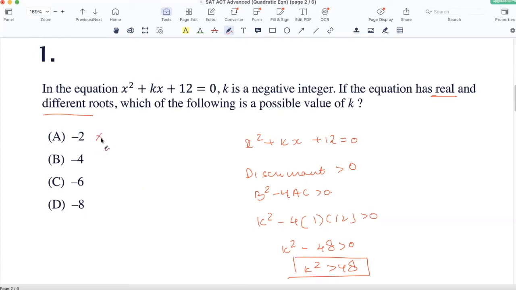Now it can't be a because minus 2 squared is 4. It can't be b because minus 4 squared is 16. Can't be c because minus 6 squared is 36. The answer will be d because minus 8 squared is 64, which is greater than 48. So the value of k is minus 8.